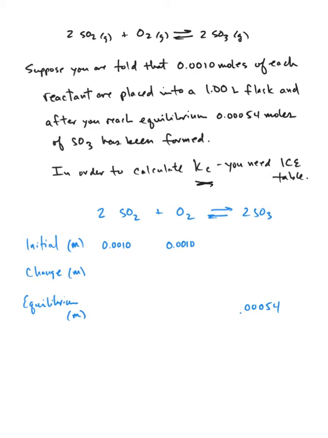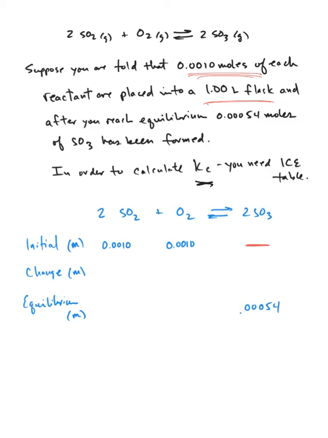I've used blue to indicate that this is the information that I have. I have 0.0010 molar SO2, and I simply got that by taking the moles that I was given and dividing by the volume, which in this case was easy because it was 1 liter. So the initial amount of SO2 and the initial amount of O2 are written in the proper spaces. There is no SO3 when you start this reaction.